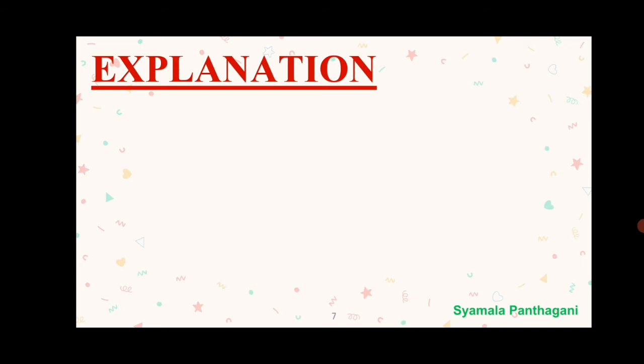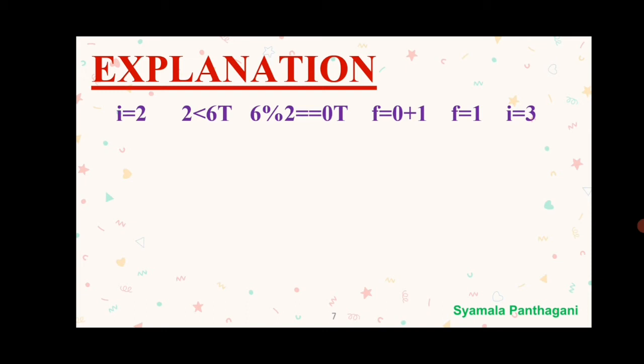Now I would like to explain the execution of this program. Explanation for the execution part: we have started the for loop from 2. The initial value of i is 2. 2 is less than 6. That condition is true. That's why it enters the body. There the first statement is 6 mod 2 is equal to 0.